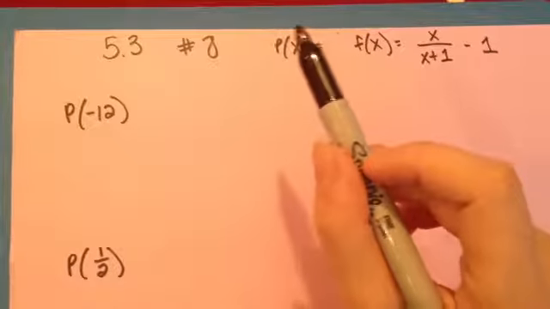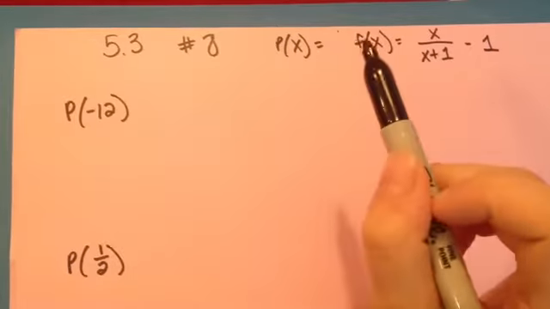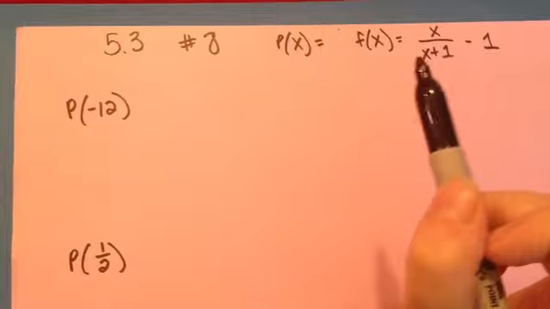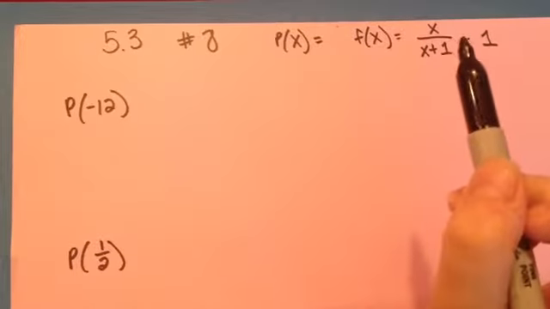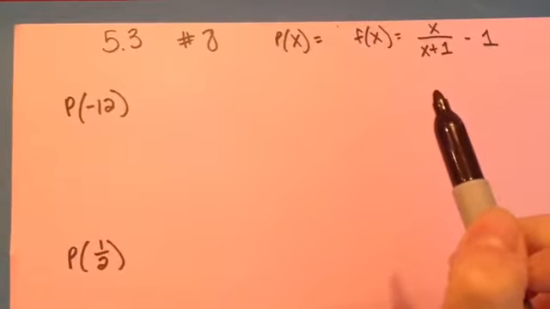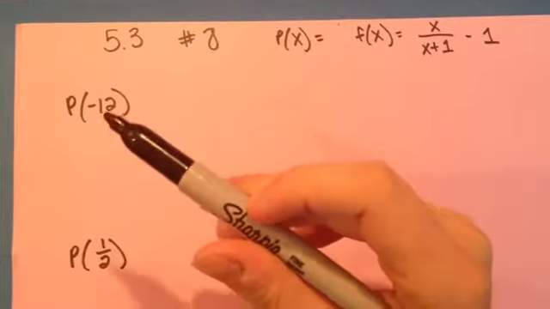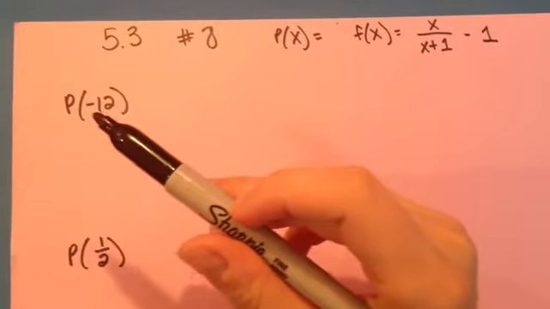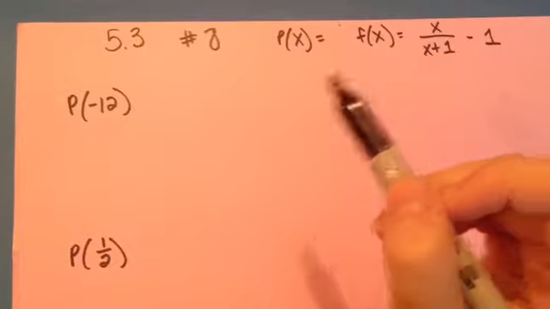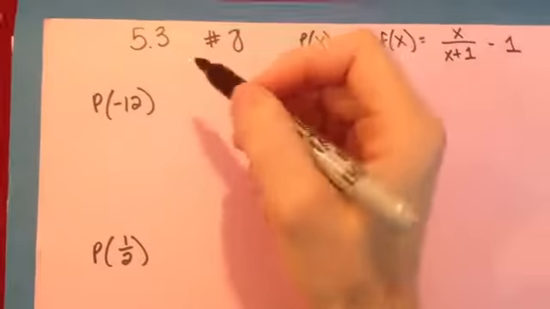The problem they give us is they say let this function here represent p of x, and it's x divided by x plus 1. Then we're going to take that whole thing and subtract 1 from it. So they tell us to solve when p is negative 12. So basically we're going to plug in this negative 12 for x.